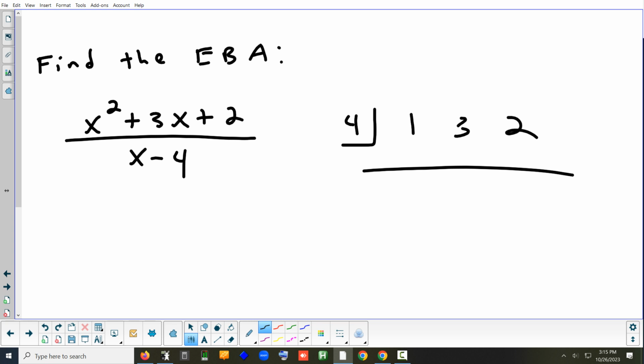Okay, and how do I do it? Bring it down, multiply, add, multiply, and add. So 4 times 7 is 28. Add. All right, so now we've got enough information. The EBA is right there. We just have to know what we're looking at. So what is the EBA? X plus 7. Yep, x plus 7.